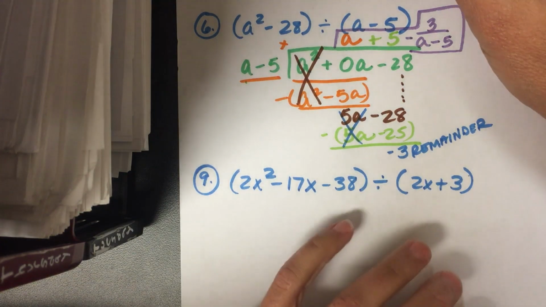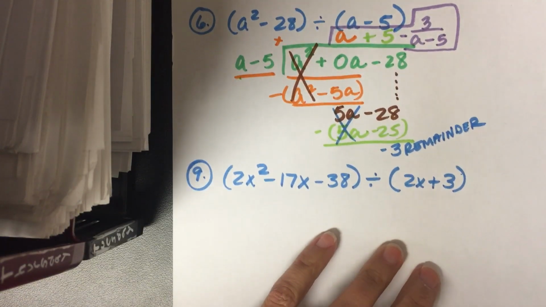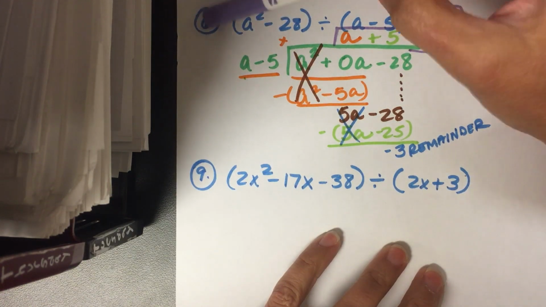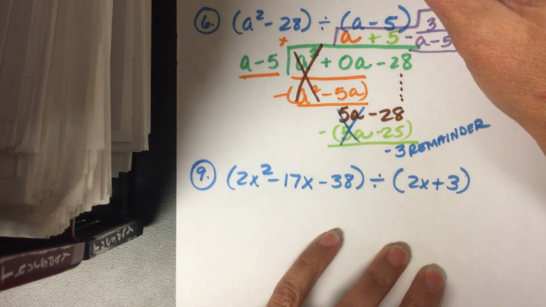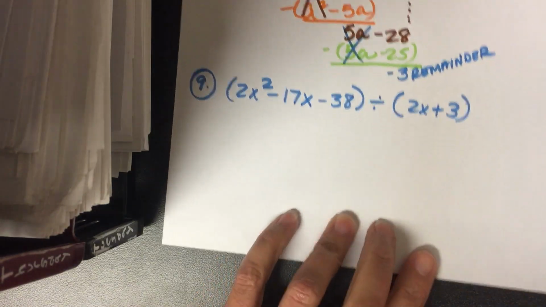Now, don't get confused by the numbering here. I have number 1 and number 6 and number 9 because this is coming off of one of our assignments called dividing polynomials. So if you're not a student in my class, that's why the numbers are skipping. But students in my class, this is from the dividing polynomials assignment. So now let's do number 9.